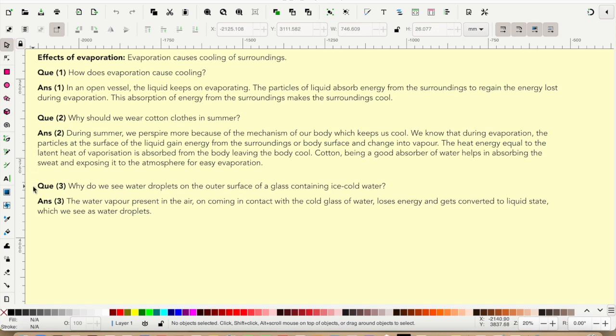Second question is, why do we see water droplets on the outer surface of a glass containing ice-cold water? The answer is, the water vapor present in the air, when it comes into contact with the outer surface of the glass, loses its kinetic energy and gets converted to liquid state, which we see as water droplets.